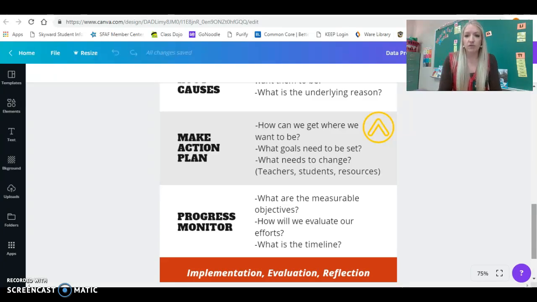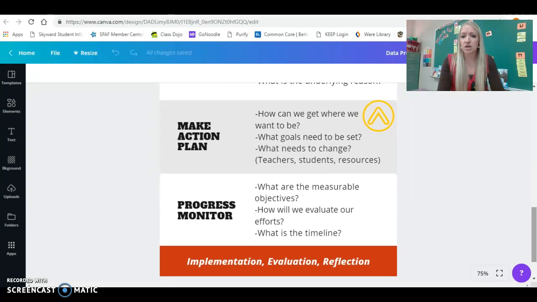And then finally, after we begin outlining our goals and our action plan, we need to talk about how to progress monitor. What are the measurable objectives that we're working towards, and how are we going to evaluate how we're doing in that process? We also need to look at a timeline and create some sort of calendar so teachers can be held accountable and just know what they're doing. The best thing to do is to become informed. So that would be the process that I would follow.